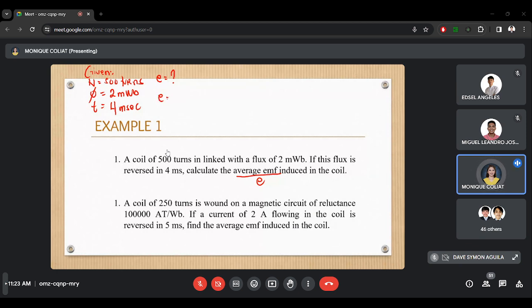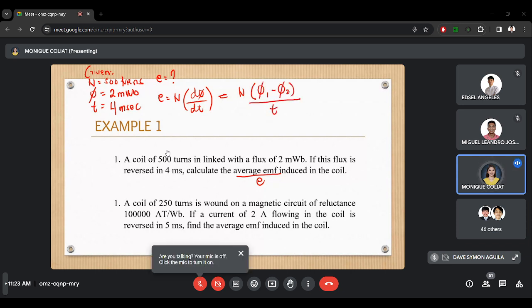We have E equals N times d flux over dt, or N times flux 1 minus flux 2 over time. Okay, so let's get the flux 1 minus flux 2, because our N is 500 turns. But we only have 1 flux. What will we put in flux 2?